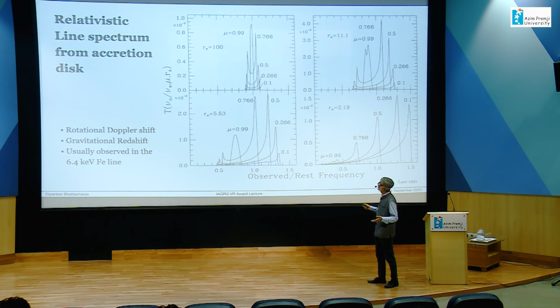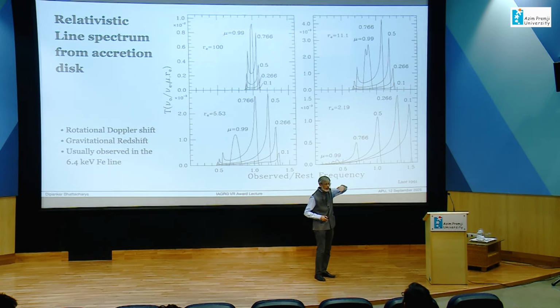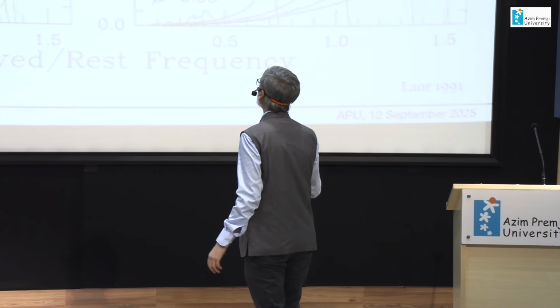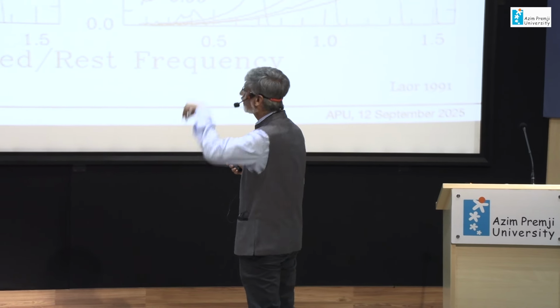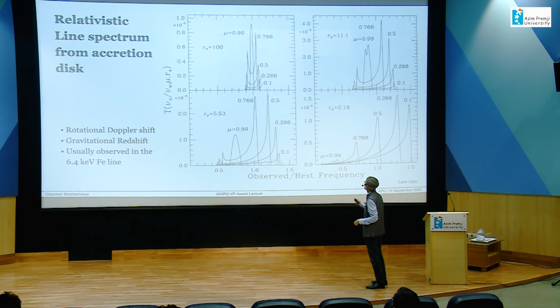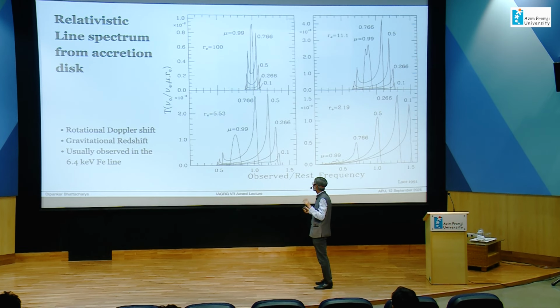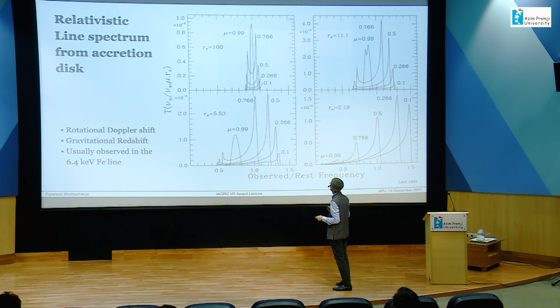for different inner radii in units of Schwarzschild horizon radius. At a radius of 100 horizon radii, you see the spectral line being broadened like this. These different figures are for different inclination angles with respect to the line of sight. As you see from the top, where you are not seeing the rotation, you will see a profile which is not blue shifted or red shifted, but only gravitationally red shifted. So you see a single profile.